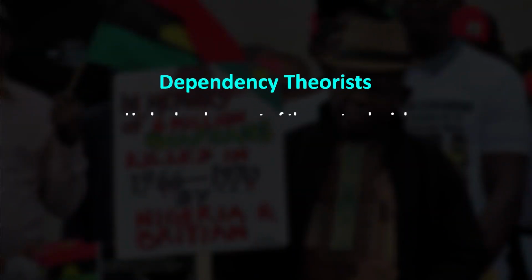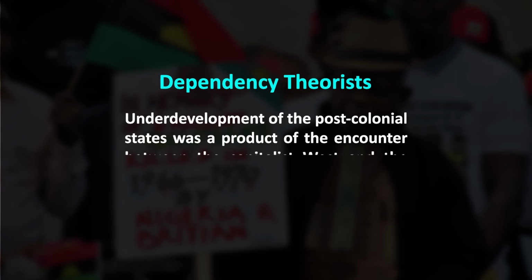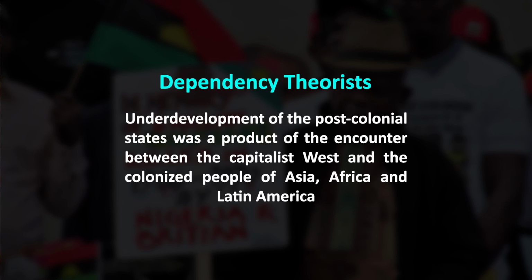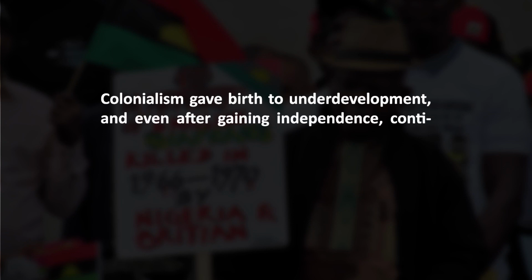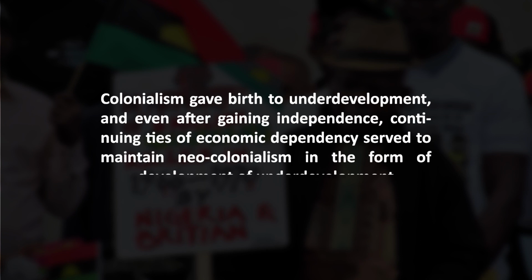For the dependency theorists, the underdevelopment of the post-colonial state was a product of encounter between the capitalist West and the colonized people of Asia, Africa and Latin America. Colonialism gave birth to underdevelopment, and even after gaining independence, continuing ties of economic dependency served to maintain neocolonialism in the form of development of underdevelopment.